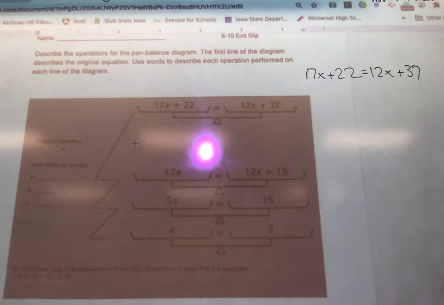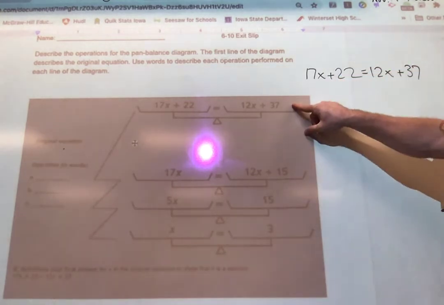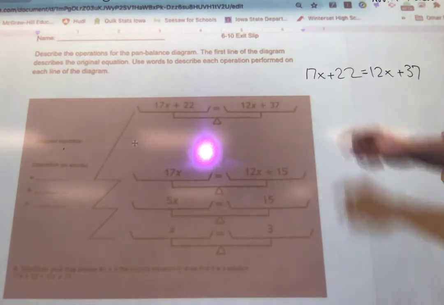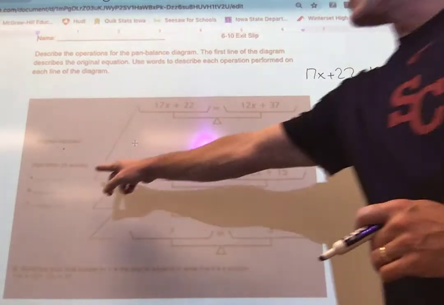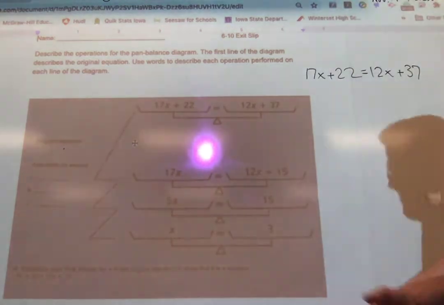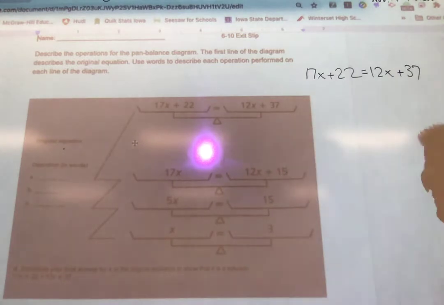All right, on lesson 610, we're working on looking at this pan balance a little bit more and trying to generate some equivalent expressions to the one that we have up here, which I wrote here. You can see a little bit better: 17x plus 22 equals 12x plus 37. And we got to show the operations of how we're undoing things over here. How did I get this equivalent expression?